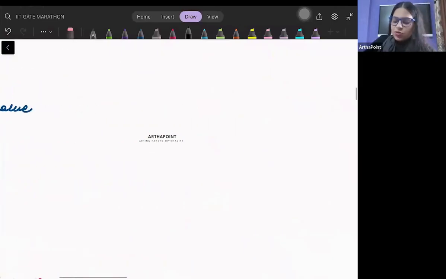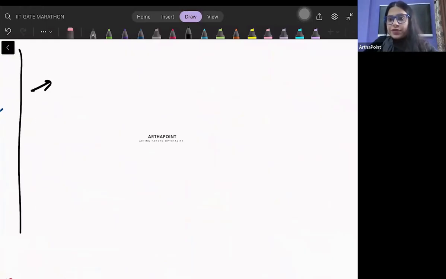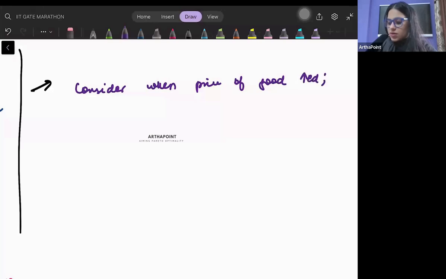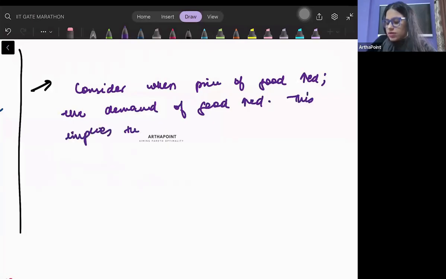On this, yesterday only you were asking me this question. Suppose there is a statement like this. This comes in a lot of exams. Even in IIT this can be asked. Suppose they say something like: consider, when the price of a good increased, the demand of the good increased. This implies that the good must be an inferior good.